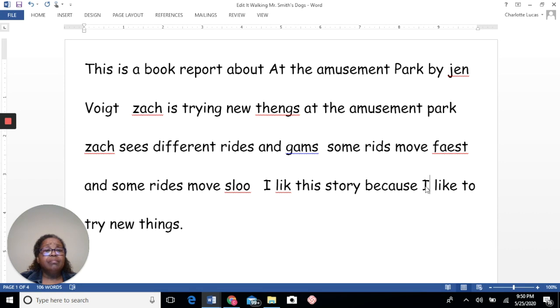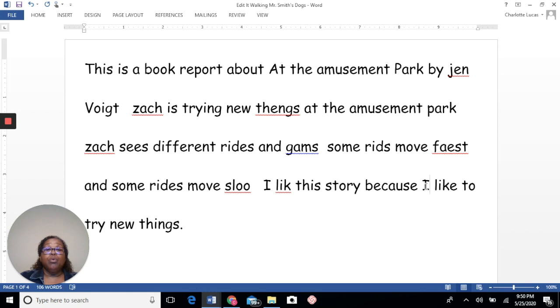Now, let's see if we can read and make sense of this. I'm going to read it. If there's a punctuation, I can stop. But if there's no punctuation, I can't stop. The punctuation tells us when to stop, pause, and show emphasis. So let's read it just like it is.